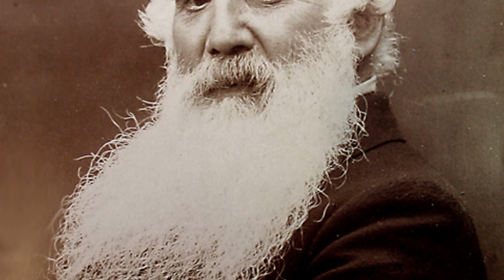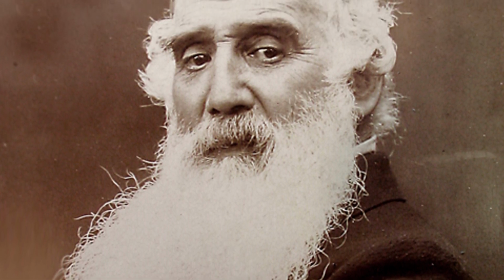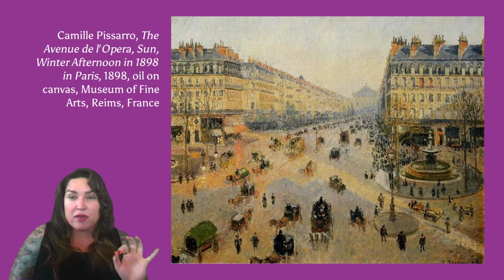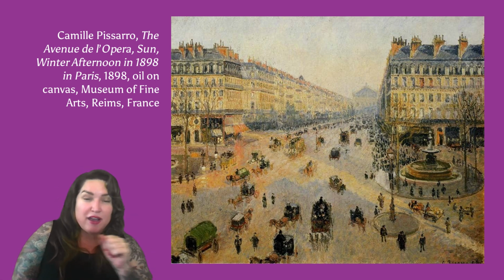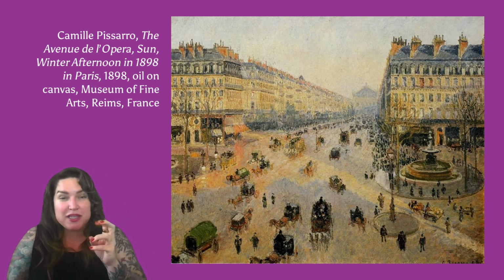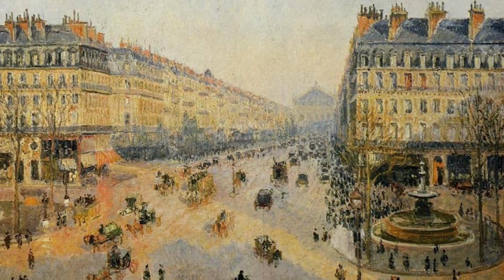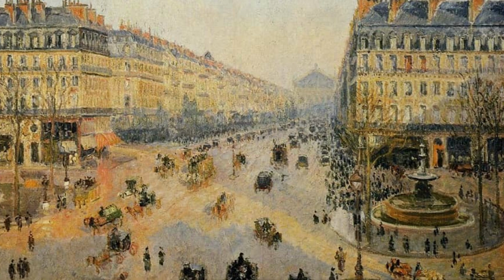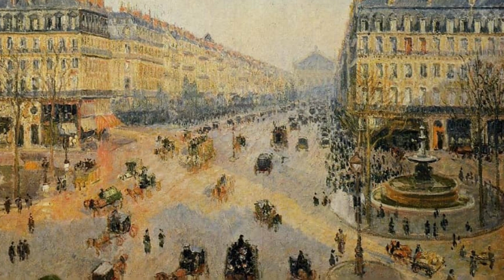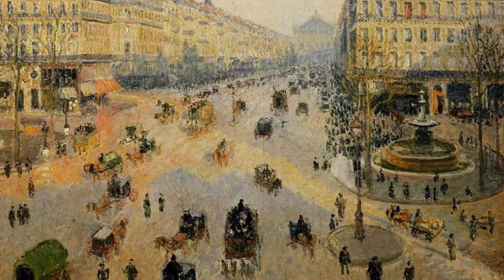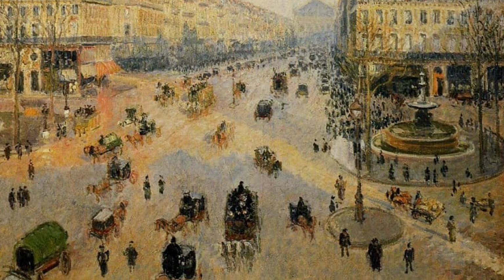Another impressionist that you may be familiar with is Camille Pissarro. Here we're looking at Avenue de l'Opéra, Sun, Winter Afternoon, 1898. So here we can see Pissarro looking out from his sort of apartment window or studio window out onto the streets of Paris. The streets of Paris, the bustling urban life of Paris, the movement of people and horse carriages, all of this is depicted in Impressionist paintings.